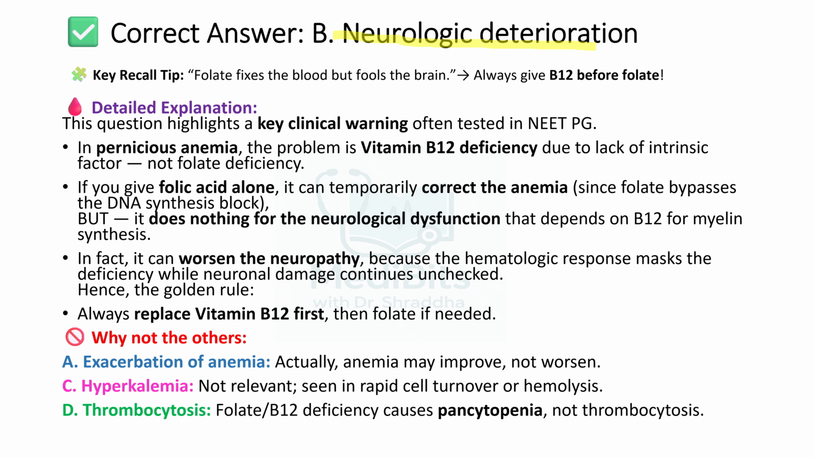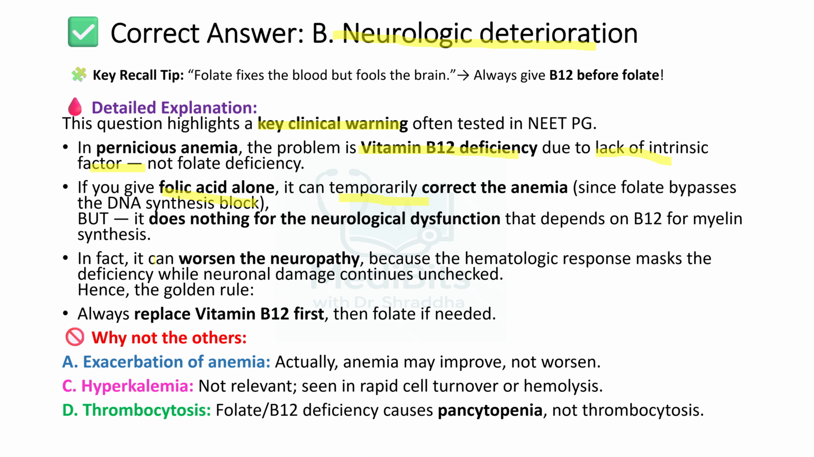This question highlights a key clinical warning often tested in NEET PG. In pernicious anemia, problem is vitamin B12 deficiency due to lack of intrinsic factor and not folate deficiency. If you give folic acid alone, it can temporarily correct the anemia since folate bypasses the DNA synthesis block, but it does nothing for the neurological dysfunction that depends on B12 for myelin synthesis.